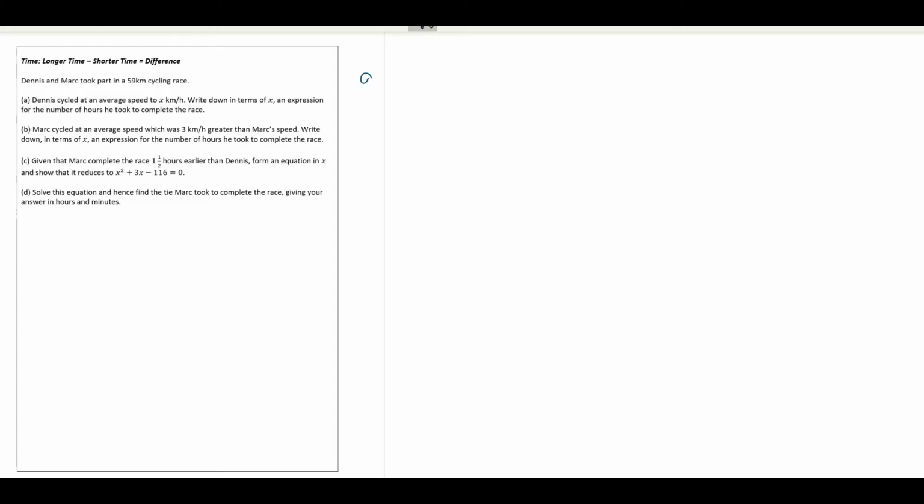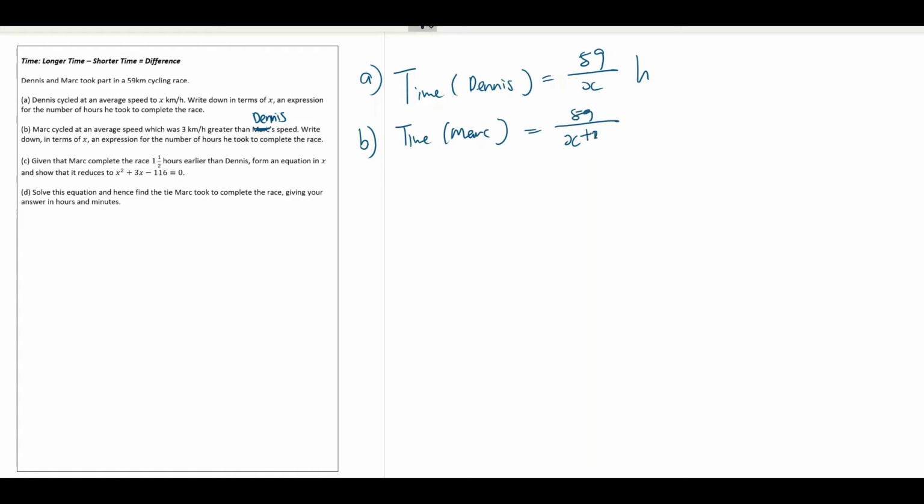So like I said, the first part they will give you, find the number of hours that he completes. So time for who? Dennis is equals to distance divided by speed. Okay, and this is in hours. B. Mark cycled at 3 km per hour faster than Dennis. Write down the amount of hours, same thing. So the time for Mark is equals to 59 over x plus 3.